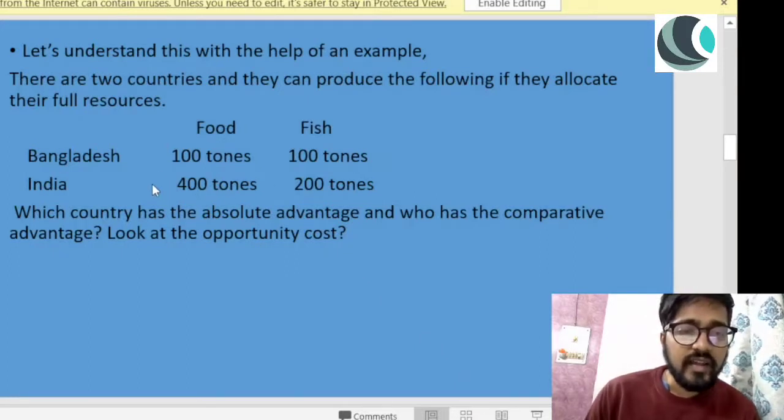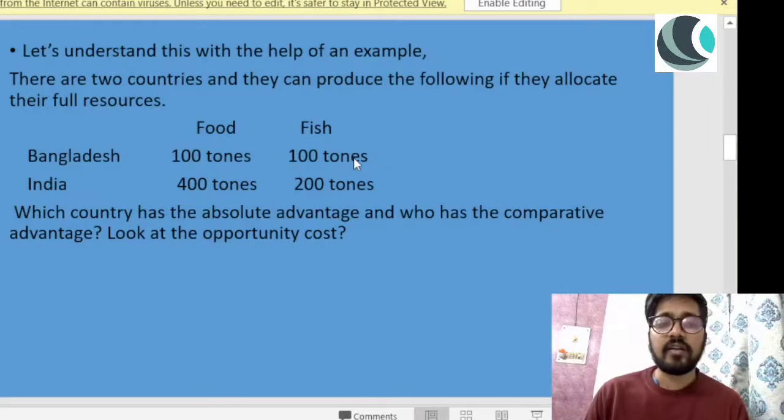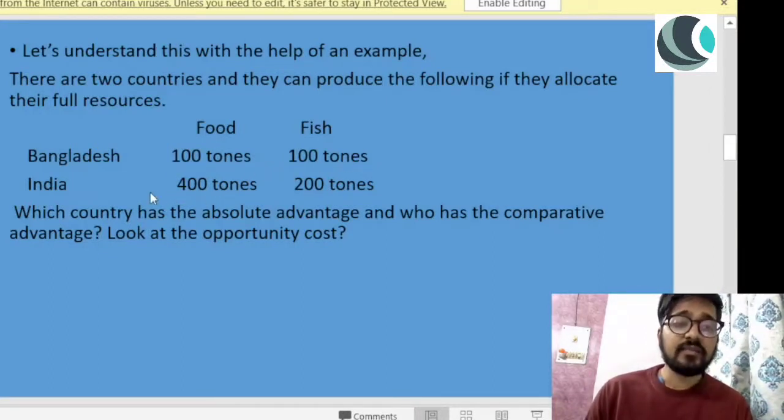Here for India, if we talk about the opportunity cost, it will be 2 here, and it will be 0.5 in case of fish. But in both cases for Bangladesh, it would be 1 and 1. As I have been saying, 100 divided by 100 will give you 1 in either case. But if India decides to produce more fish, then if 1 ton of fish is produced, you have to forgo 2 tons of food. And if you produce 1 ton of food, you have to forgo 0.5 ton of fish, right?